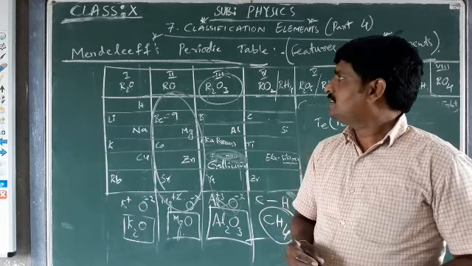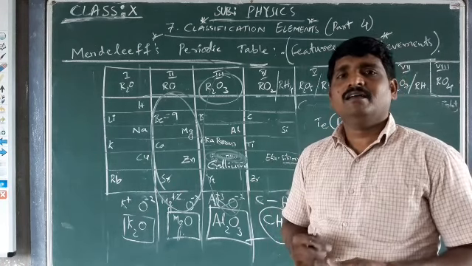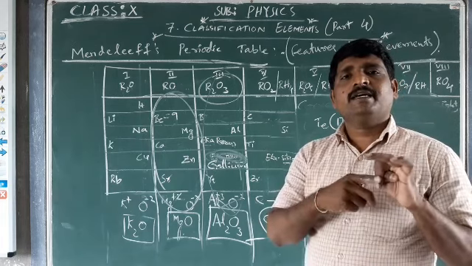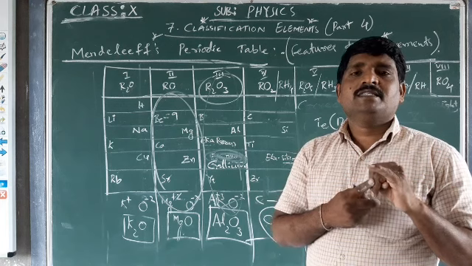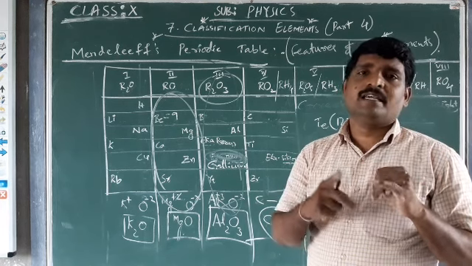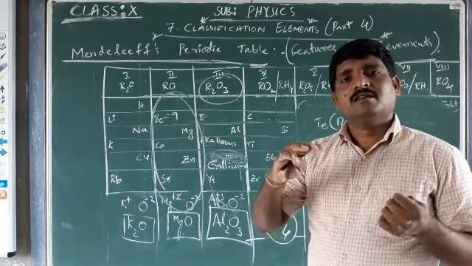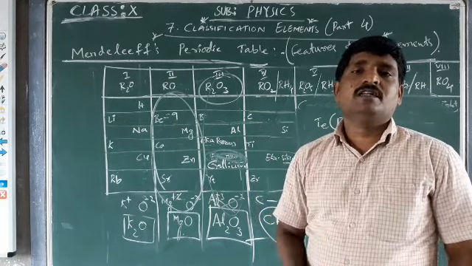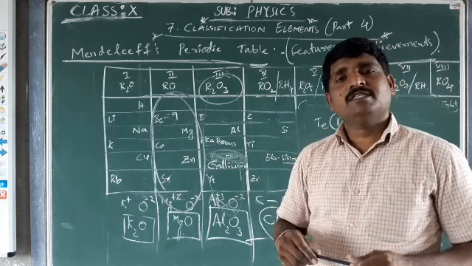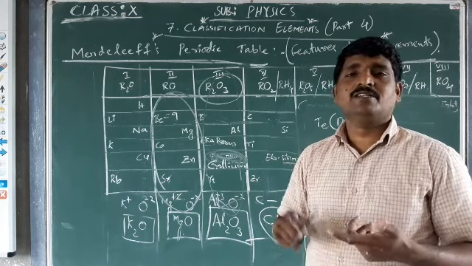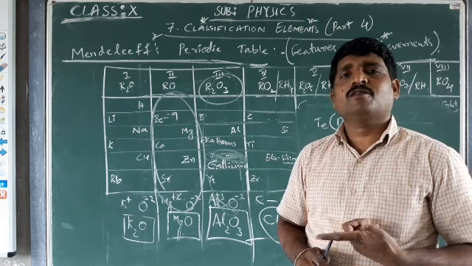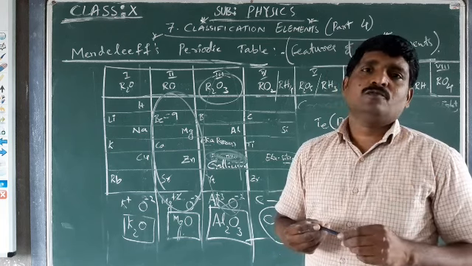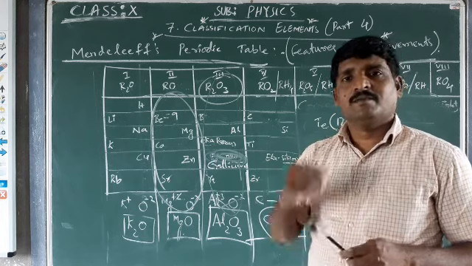I hope you understood this session on features and limitations. The 5 features: groups, subgroups, periods, predicting the missing elements and their properties, and correcting atomic weights to place elements in the correct group, and the anomalous series, interchanging the order to make elements sit in their group. The anomalous series is also taken as a limitation. Some elements with dissimilar properties are placed in the same group. These are the 2 limitations of Mendeleev's periodic table.